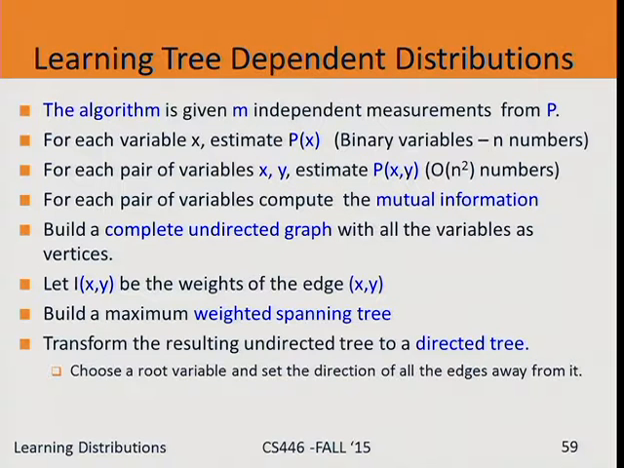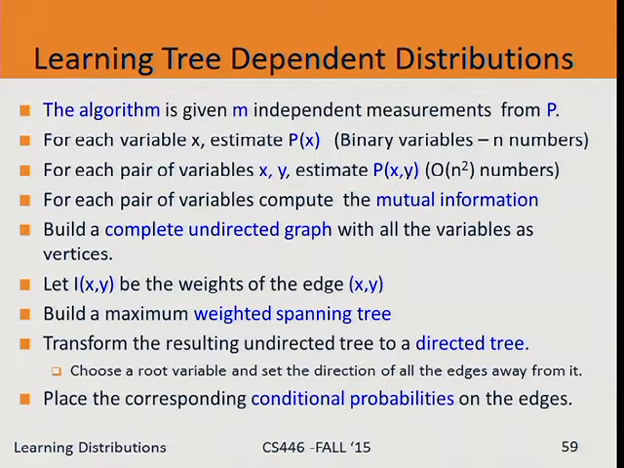Now we need to transform it to a directed tree. And the way we're going to do it is we're going to choose a root and direct all the edges away from this root. Okay? So at this point, this seems an arbitrary decision because there are n roots, and I chose just a root. Didn't tell you how. But it's clear that once I choose a root, I can direct all the edges away from it, and I'm going to get a directed tree. Right?